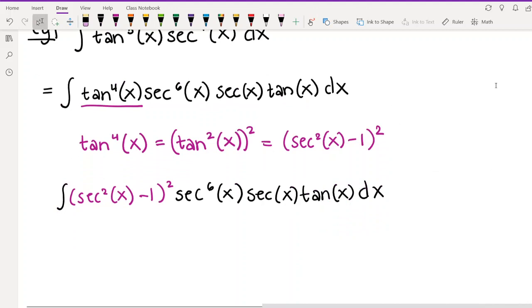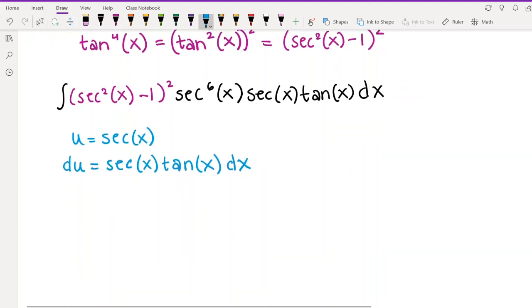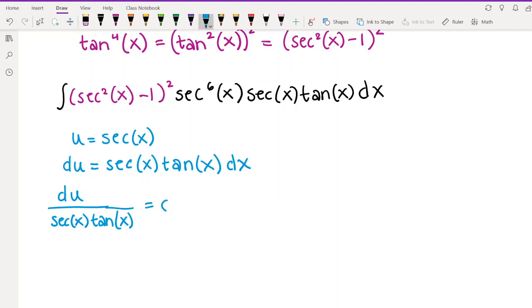So now what do we have to do? We just have to let u equal secant of x. And so that means that du is equal to secant of x times tangent of x dx. And so therefore, du over secant of x tangent of x is equal to dx. So let's see what this makes our integral look like.